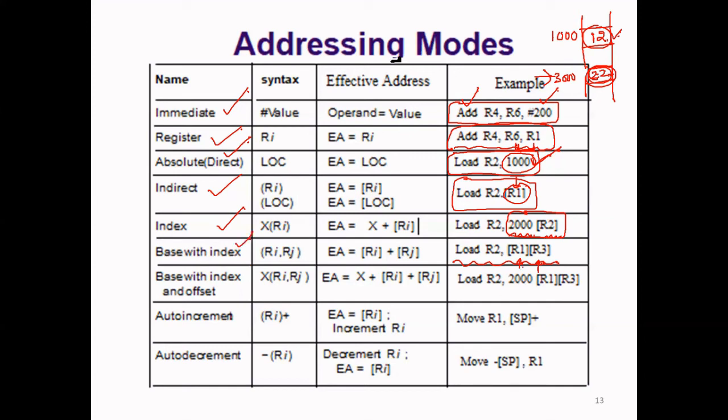Now in the same way, it will calculate the effective address here from this, some 2000 plus here maybe 1000 plus 1000, total 4000 location. That is the actual effective address where the data is stored. From that location the data is moved to R2. Here how is the effective address calculated? X plus this register address and this register address. That's why it is called base with index and offset. 3 addresses it is adding, right?